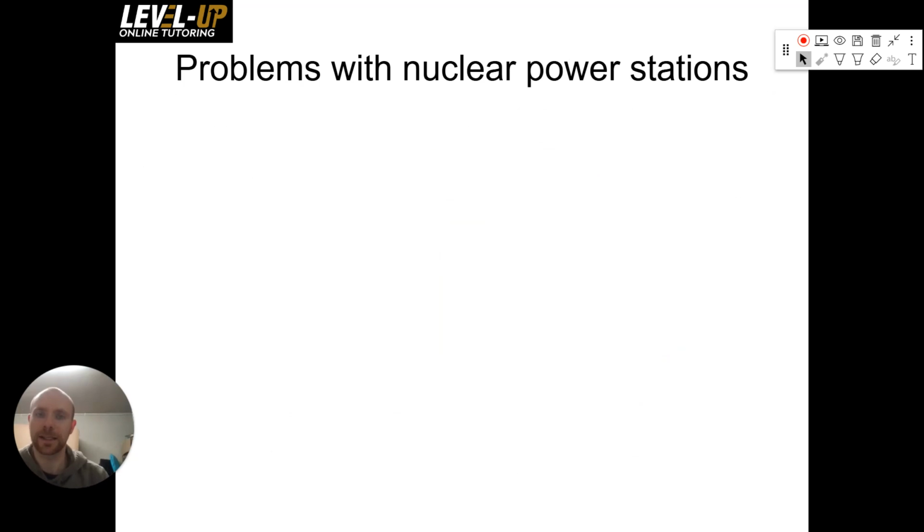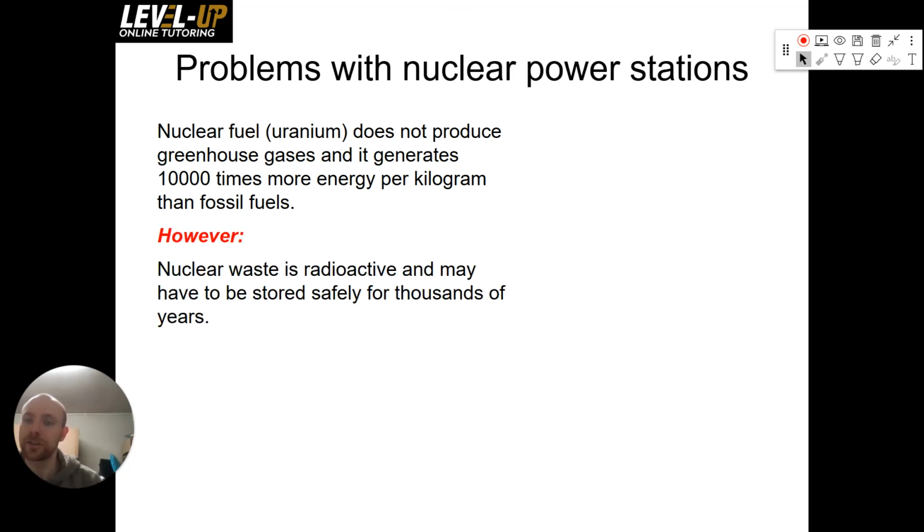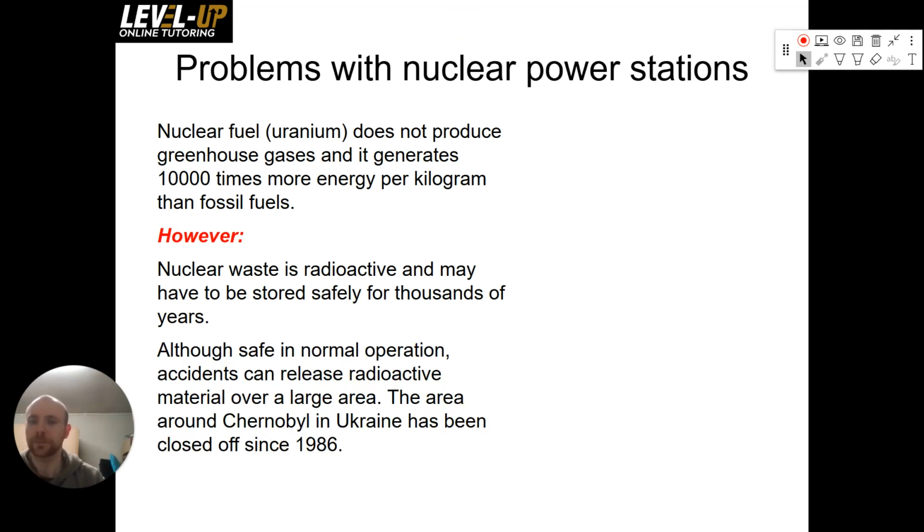So the problems with nuclear power stations: they don't necessarily produce greenhouse gases, and they are very, very energy rich. Okay, they're very dense. They can produce lots and lots of energy, but they do produce radioactive waste, and this needs to be stored safely. That's difficult because the radioactive waste lasts for a long, long time, thousands of years, potentially giving out dangerous radiation. So you need a way of storing that in a way that's going to be safe. Obviously, as we use it more and more, there's going to be more and more of that waste.